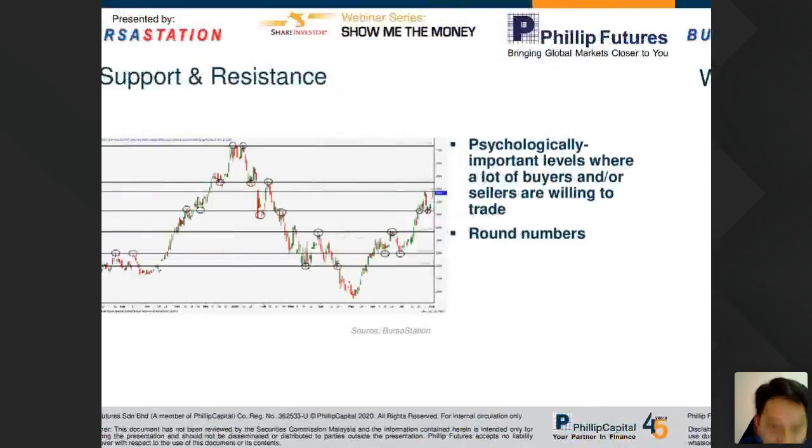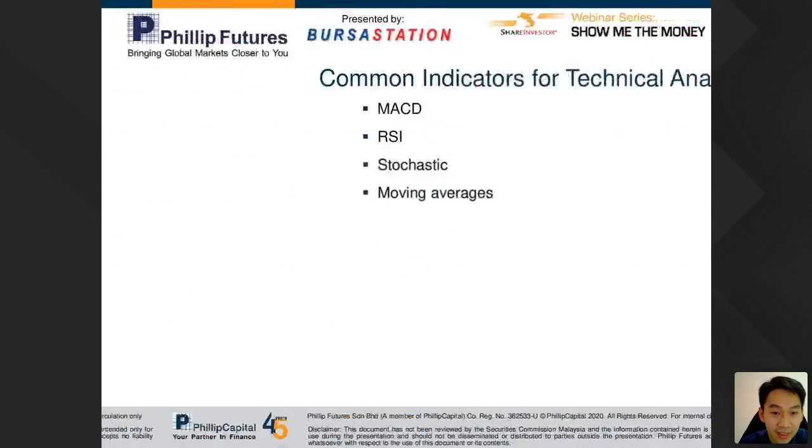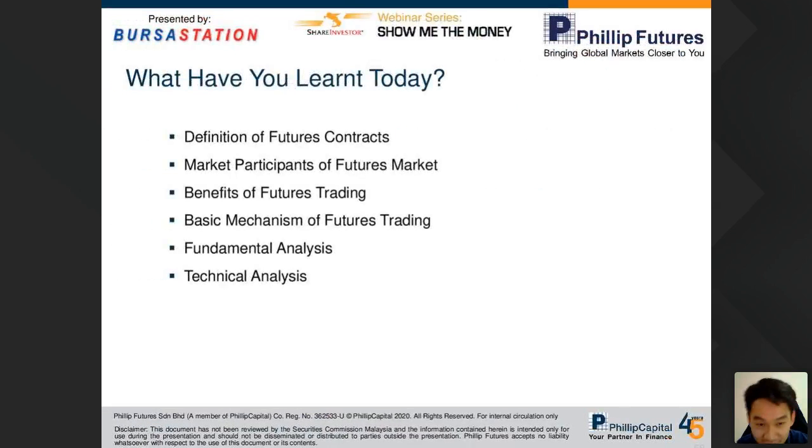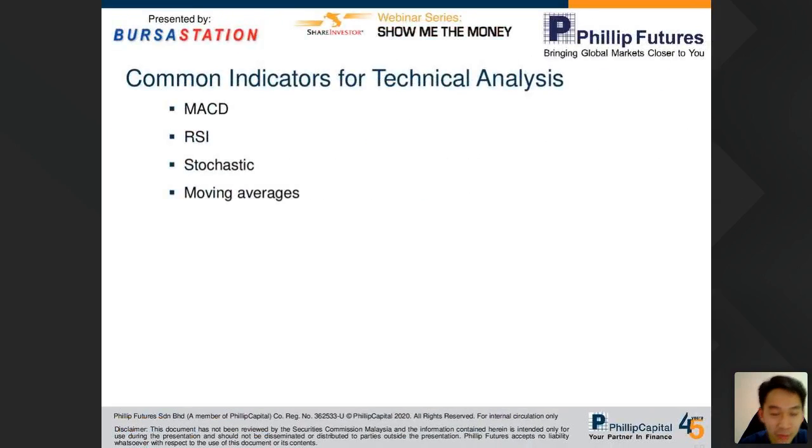This is the common indicators slide for technical analysis, which I wanted to talk about earlier. I think the slide jumped up, so no worries. I'll just go through this quickly. Some of the common indicators will be MACD. MACD is short for moving average convergence divergence. Basically when MACD crosses up or crosses down, it will produce a buy or sell signal. Cross up is a buy signal, cross down is a sell signal.